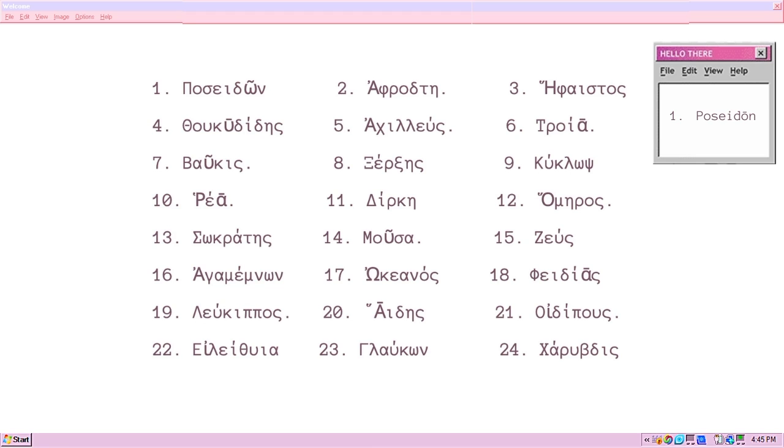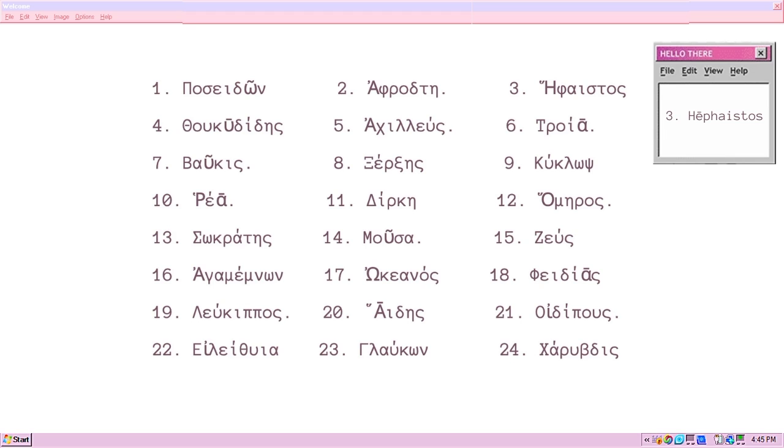So the first one is going to be Poseidon, but when you're saying it with the Greek accent and how the letters should be pronounced, it's going to be Poseidon. And if you see that little tilde over the omega, that's a circumflex, which is basically telling you that you should be going up and down in pitch when you're saying that letter. Number 2 is Aphrodite, but they would pronounce it Aphrodite.